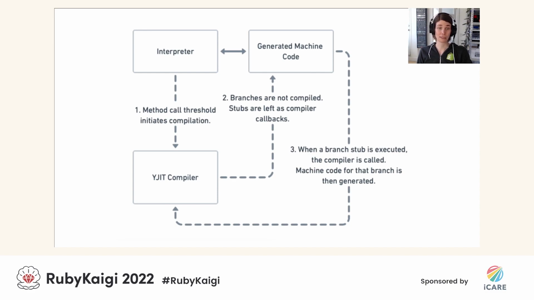But it doesn't necessarily compile the entire method at once. If there are any branches, we install stubs that will call back into YJIT when they're executed. And this is what allows us to compile code lazily.